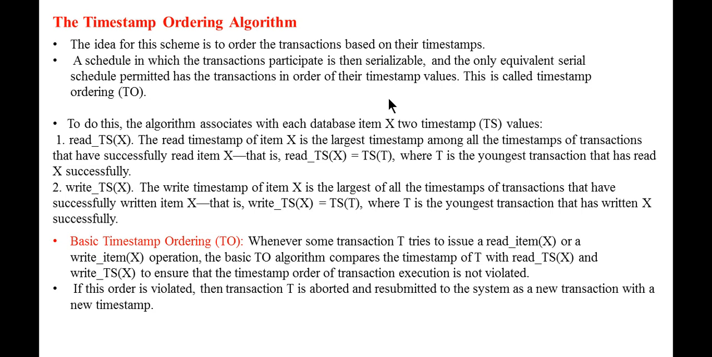That is called the timestamp ordering protocol. To do this, the algorithm associates two timestamp values with every data item X. X is a data item, so every data item has two timestamp values: read timestamp and write timestamp. So what is the read timestamp value?